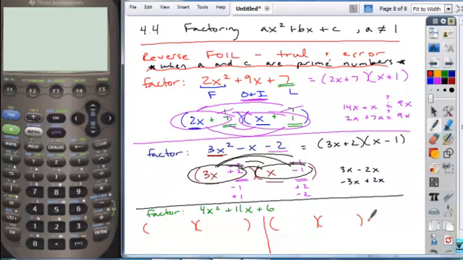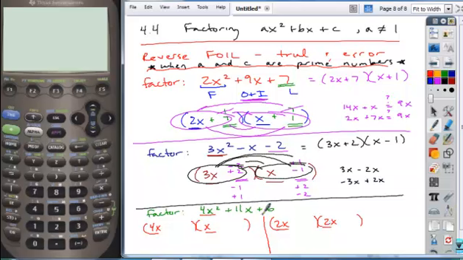Right, if you follow the same process, what reverse FOILing means. So our first terms of these binomial factors have to have a product of 4x squared. So the 2 different possibilities, 4x and x. But we could also have had a 2x and a 2x, right? So this sets up two completely different possible groups here.